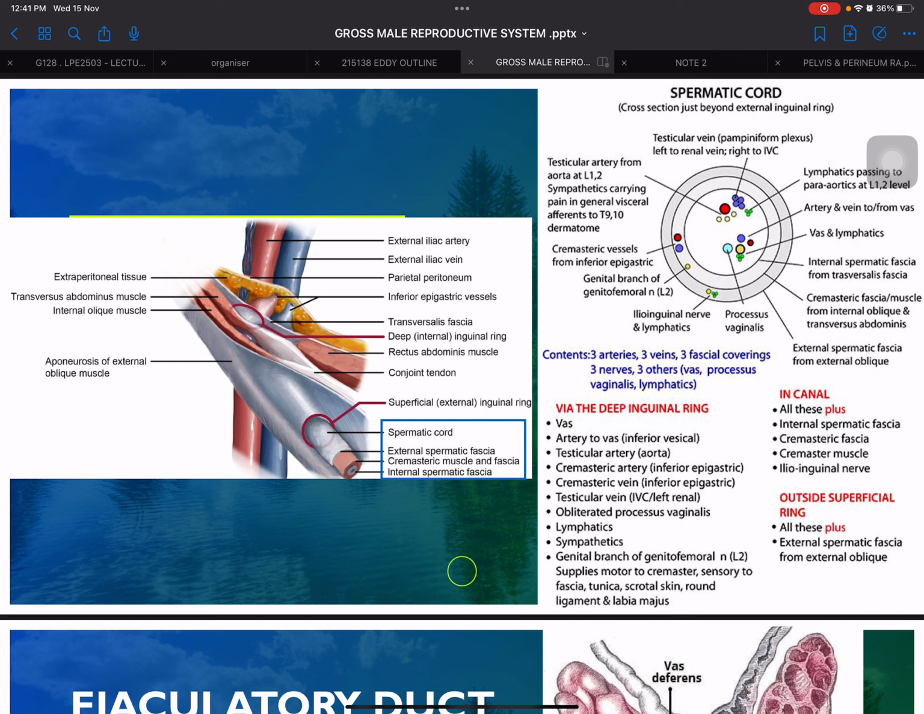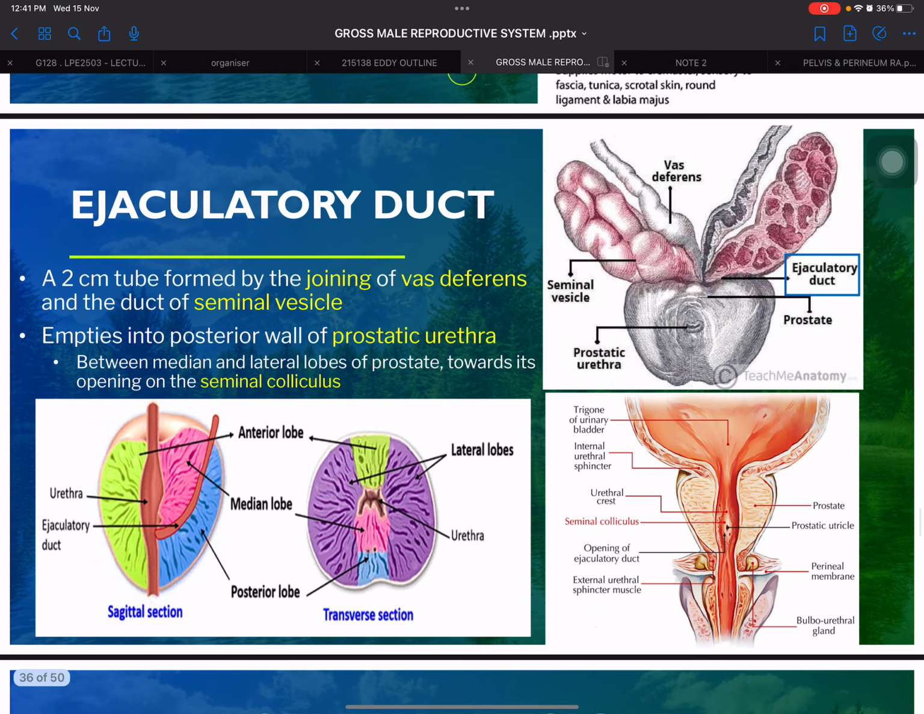Ejaculatory duct. Here, a 2 cm tube formed by the joining of the vas deferens, this is the vas deferens, and the duct of the seminal vesicle. So tadi vas deferens dia akan jadi ejaculatory duct. Tapi this ejaculatory duct also is formed by the joining of another duct, which is the seminal vesicle duct. So what this function is, it empties into the posterior wall of the prostatic urethra.